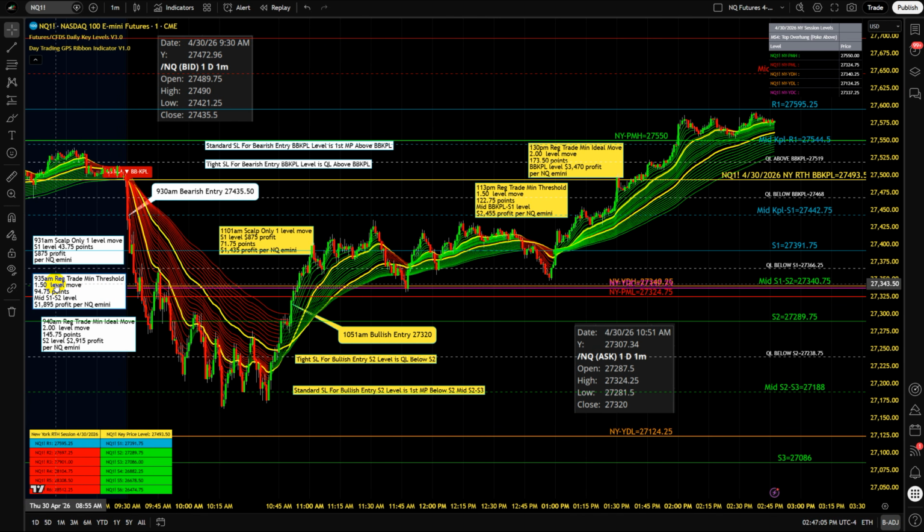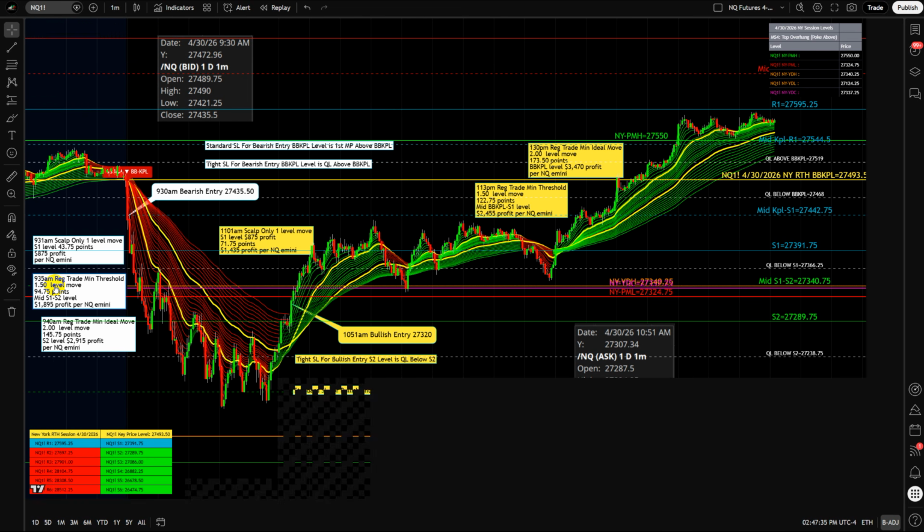So at 9:35 a.m. we have a hit of that. That is the 1.5 level minimum threshold required move for a regular trade. That's a 94.75 move in our favor. On the hit of the mid S1, S2 level, that's a profit of 94.75 points, so that's $1,895 profit per NQ E-mini contract.